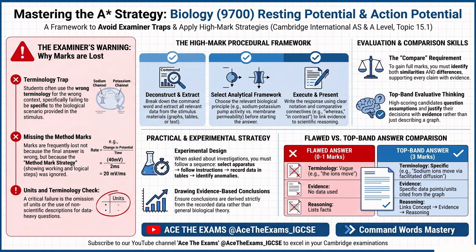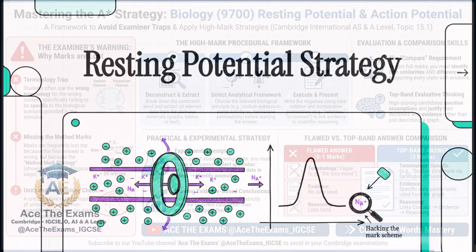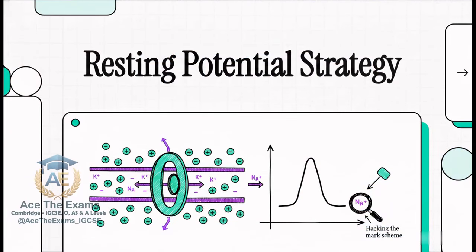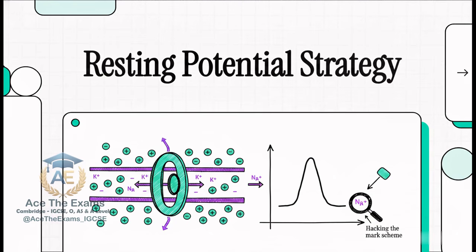You just lost 2 marks. Boom. Gone. And you know what? You haven't even finished reading the question yet. This is literally the exact trap that thousands of Cambridge Biology 9700 candidates fall into every single year.